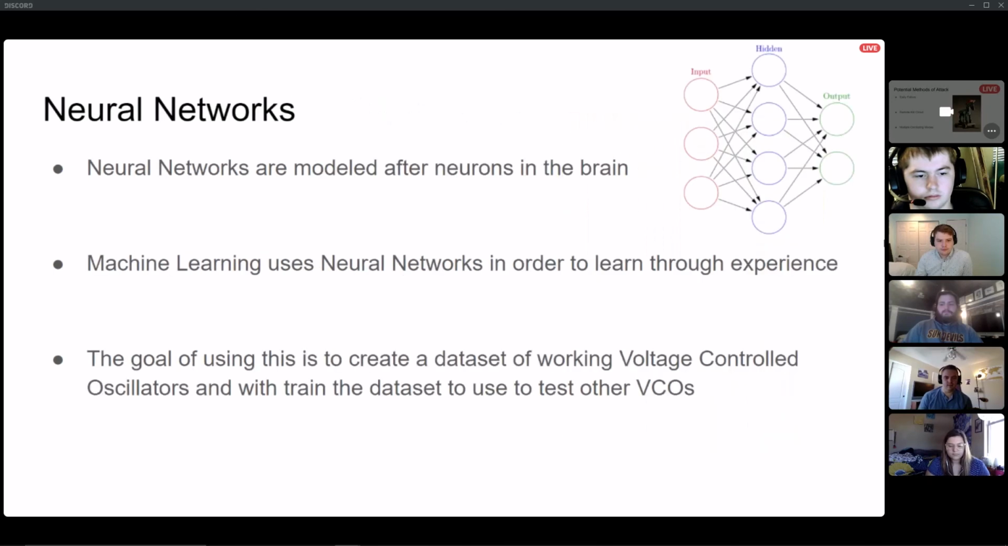The purpose of a neural net is that it's modeled off of the neurons in the brain of humans or animals. And what we're going to use this for is machine learning, because machine learning is a machine that learns through experience. So our plan is possibly to create a data set of working voltage controlled oscillators and be able to train on the data set and use machine learning to test new circuits.